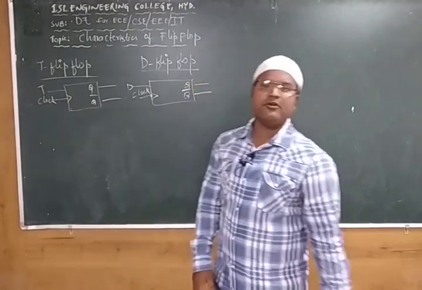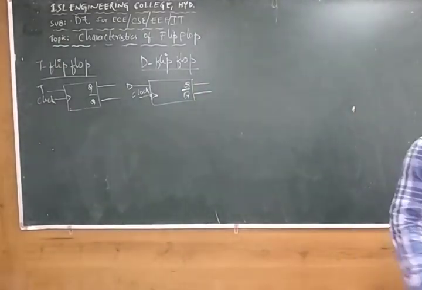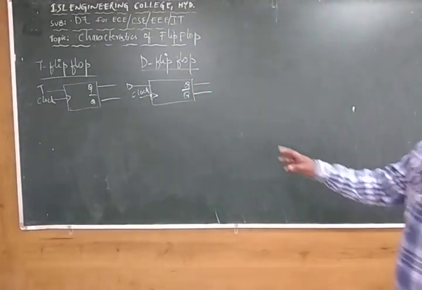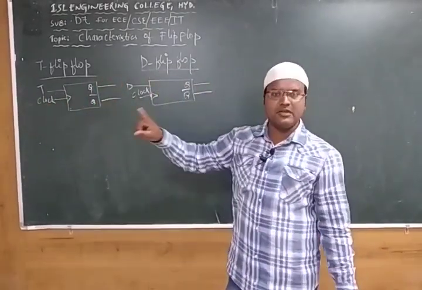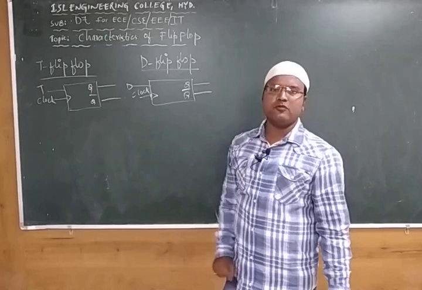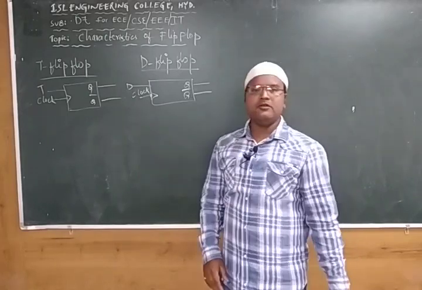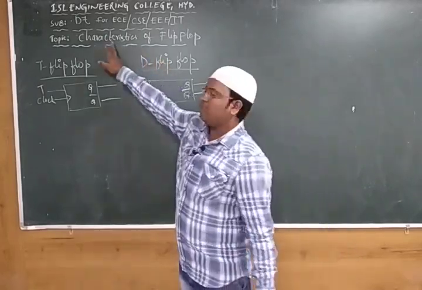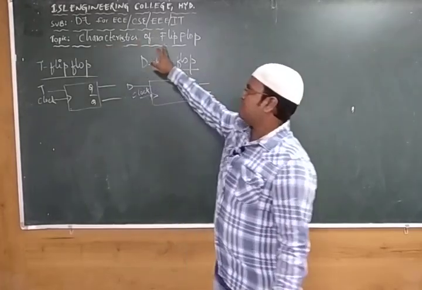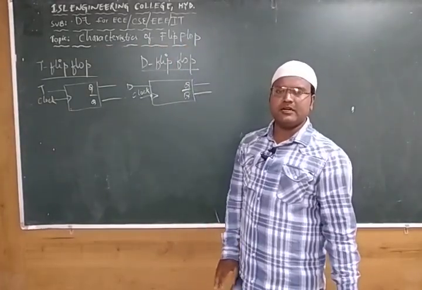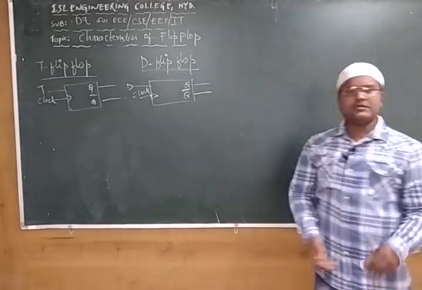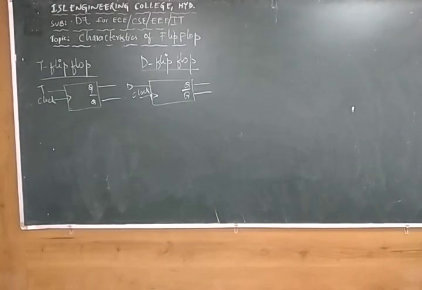In today's class, I am going to tell you how the T flip-flop and D flip-flop are different, since both consist of a single input, unary operators. Based upon that, how each is going to work, that particular thing I'll tell you, and then we'll go directly to the topic of today's discussion, which is the characteristic equations of flip-flops. For all types of flip-flops, we are going to discuss the characteristic equation. That also I'm going to discuss in today's class.